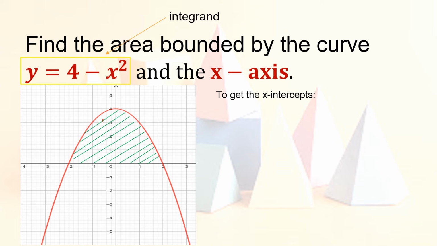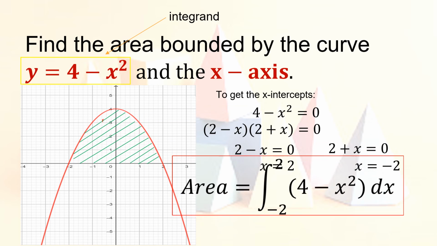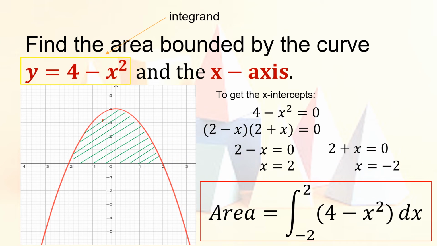And then we need to get the x-intercepts, and to determine the x-intercepts, we are going to equate 4 minus x squared to 0. And then we are going to factor it out. So we have 2 minus x times 2 plus x, and then equate it to 0. So we have 2 minus x equals 0, and 2 plus x equals 0. Solving for x, for the first one, x is equal to 2, and for the second one, x equals negative 2. So to find the area bounded by the curve and the x-axis, we have the integral of 4 minus x squared dx from negative 2 to 2.